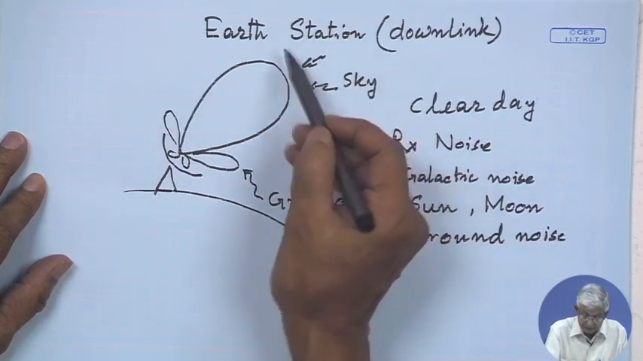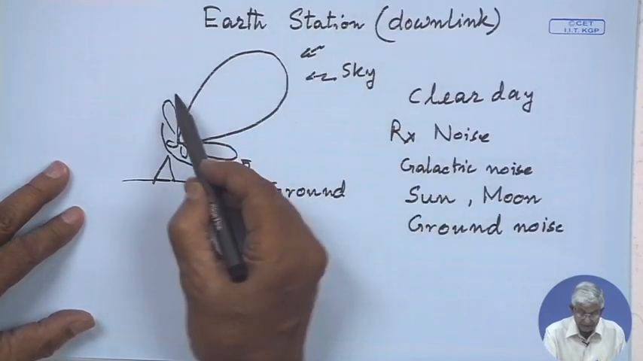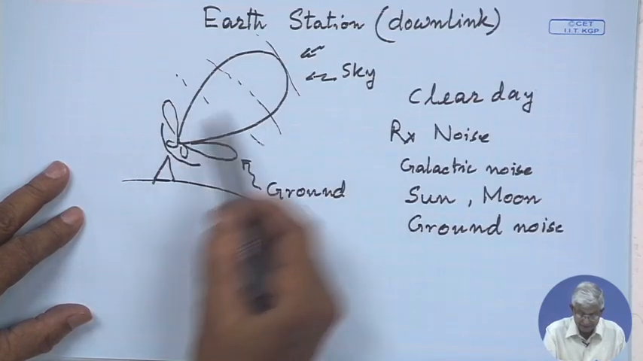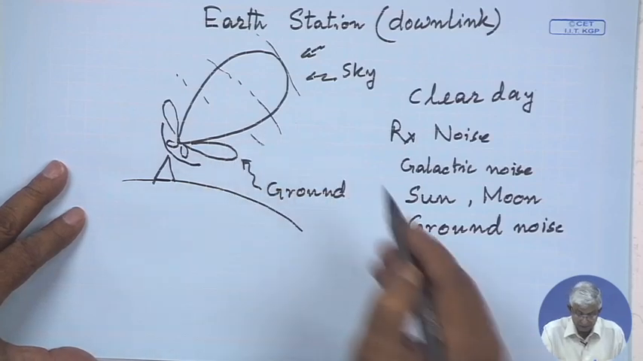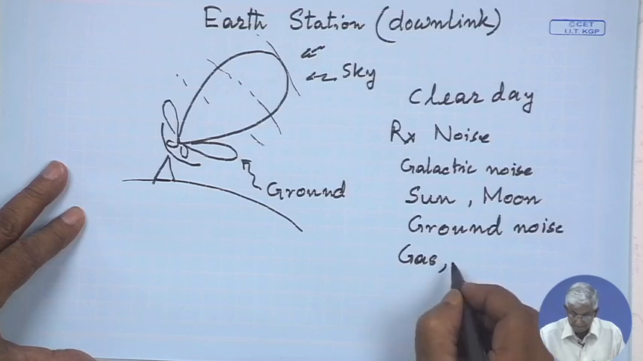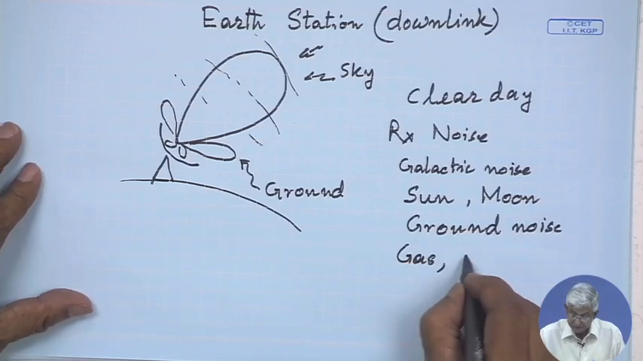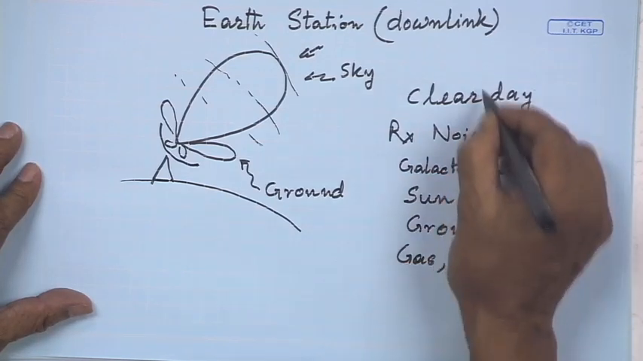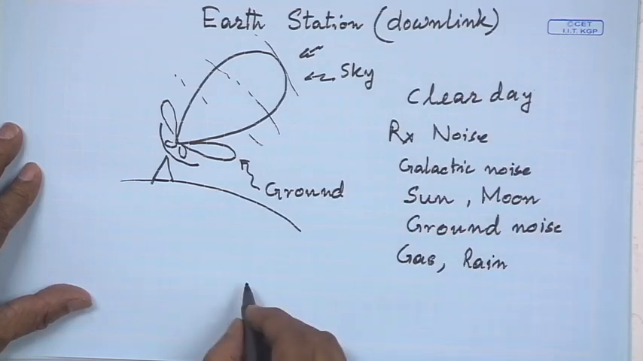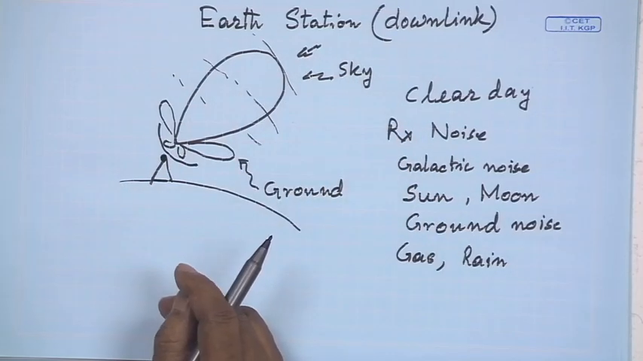Also, other than the galactic noise and the planetary or other solar noises, there is atmospheric gas present in the atmosphere which this beam is seeing. So, gas will also generate certain noise: oxygen, nitrogen, and other hydrometeors, rain, they also generate noise, which is not a clear day, of course. All these noises are picked up, and that will appear as noise at the receiver station at the downlink.